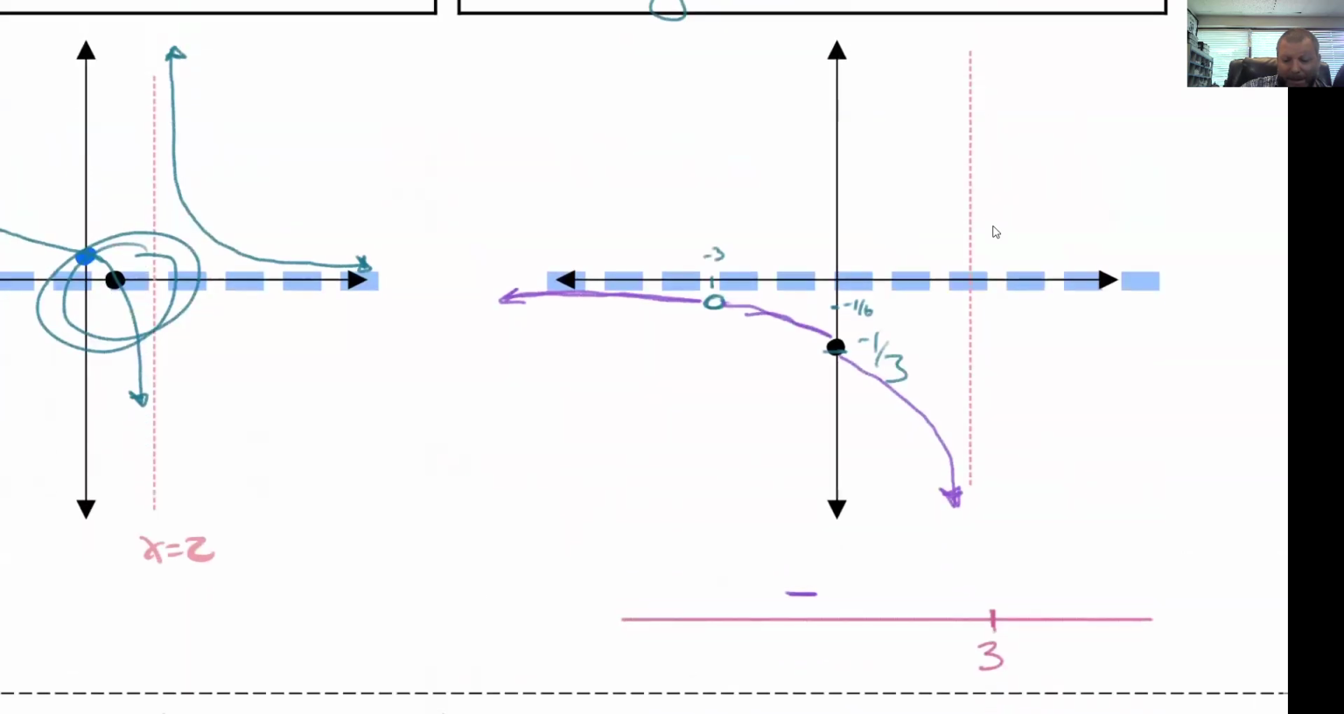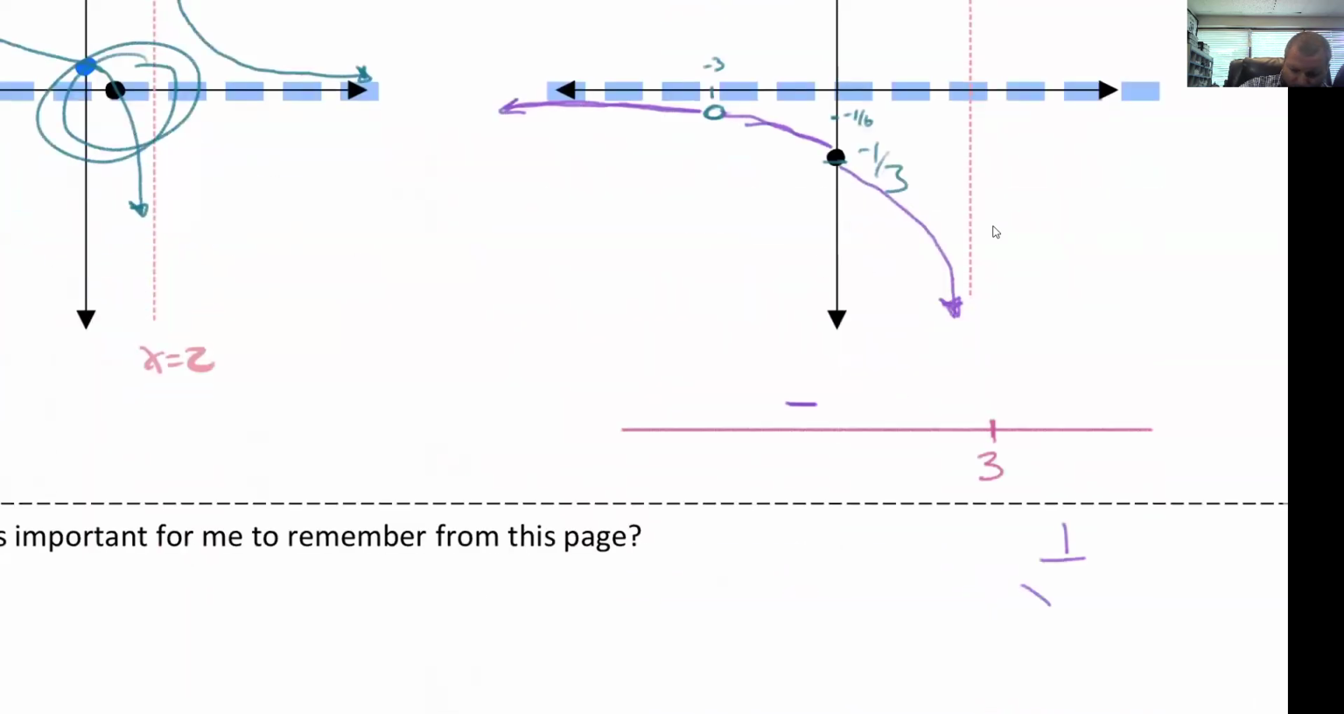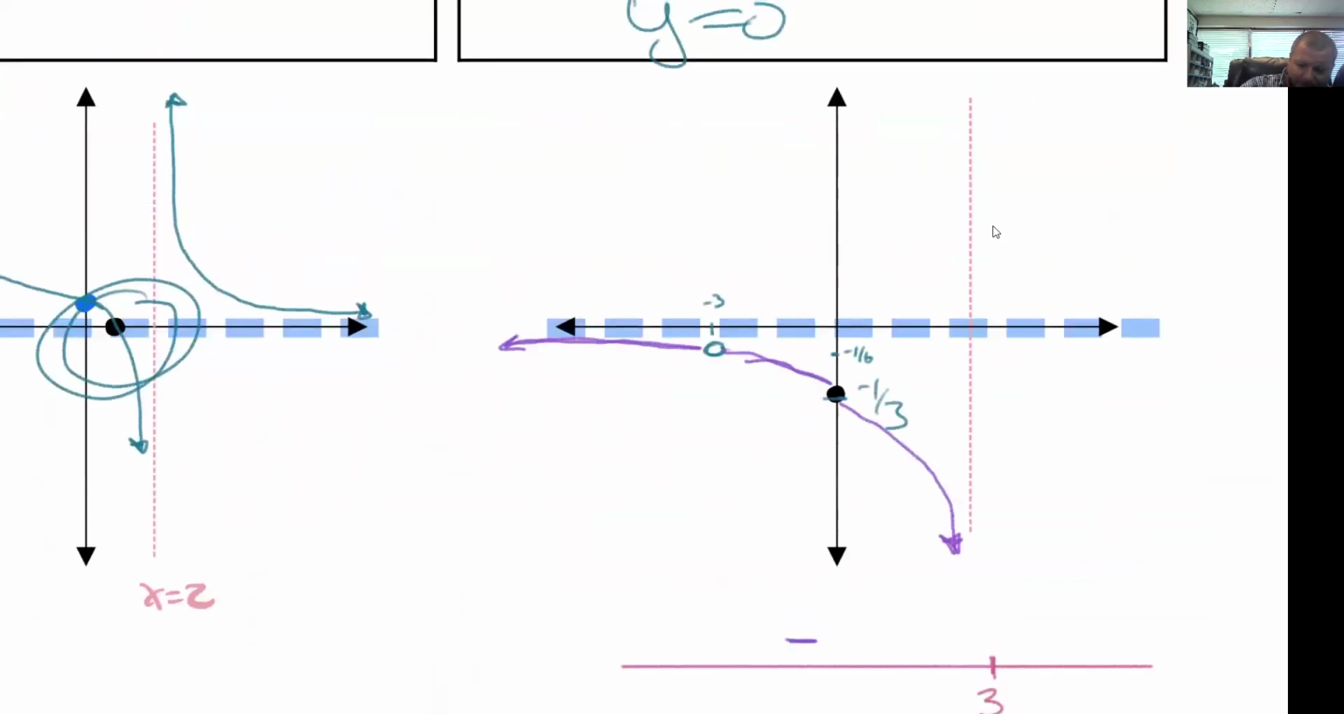So if I plug in something bigger than 3, my function was 1 over x minus 3. If I plug in something like 4, well, 1 is positive. That's going to be positive. So we're going to stay positive. My function looks like that. All right, so this is going to be the graph of our function.